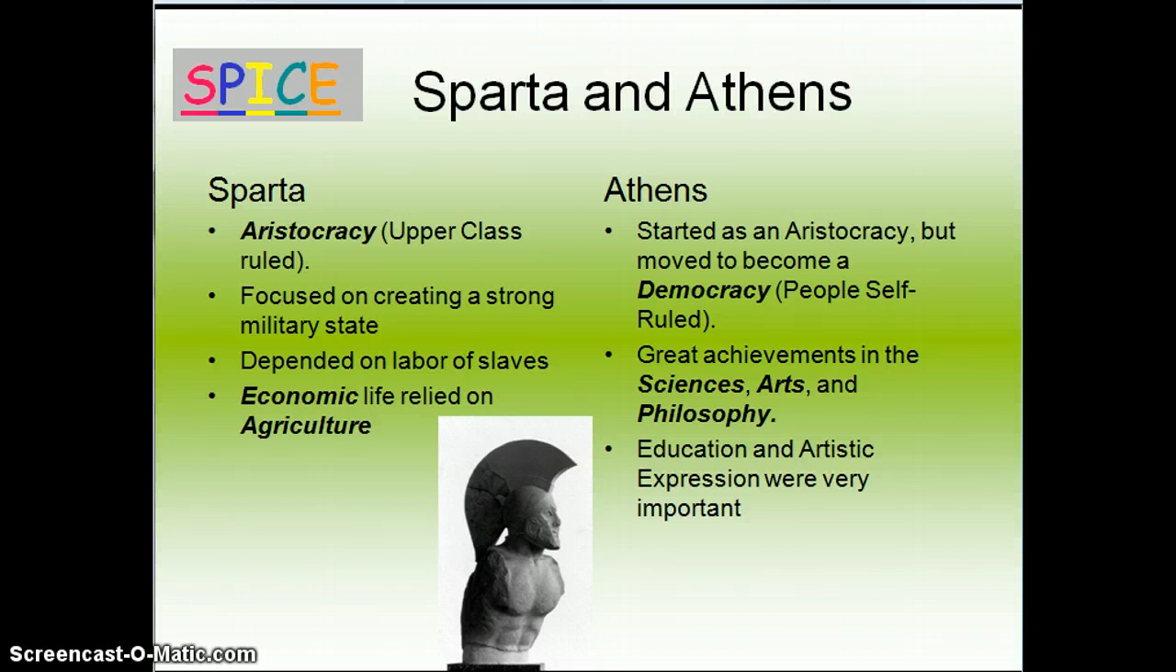Athens is the best known of the city-states, and a lot of times when people are talking about ancient Greece, they're really talking about Athens. It started as an aristocracy, just like Sparta, but later it became a democracy where people got to vote, and people had self-rule. This didn't mean that actually all people got to vote. It was only male citizens, so slaves could not vote. In Athens, there were great achievements in science and art and philosophy. Education and artistic expression were very important.